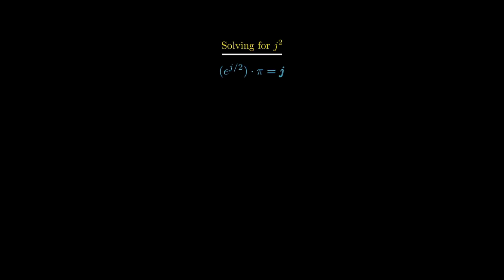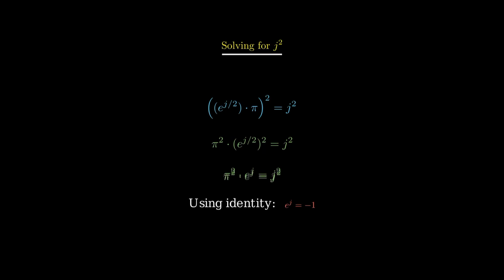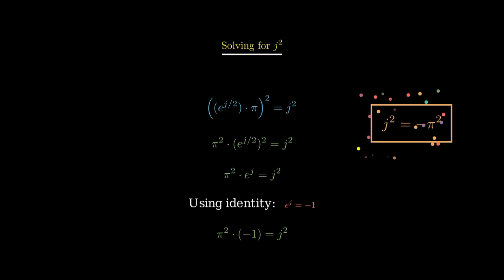Let's use this to find j squared. Starting with e to the j over 2 times pi equals j, let's square both sides. That gives us pi squared times e to the j equals j squared. Since e to the j is -1, we get pi squared times -1 equals j squared. So j squared equals -pi squared. Unlike i squared equals -1 in complex numbers, our virtual unit gives us this surprising result. This is huge.